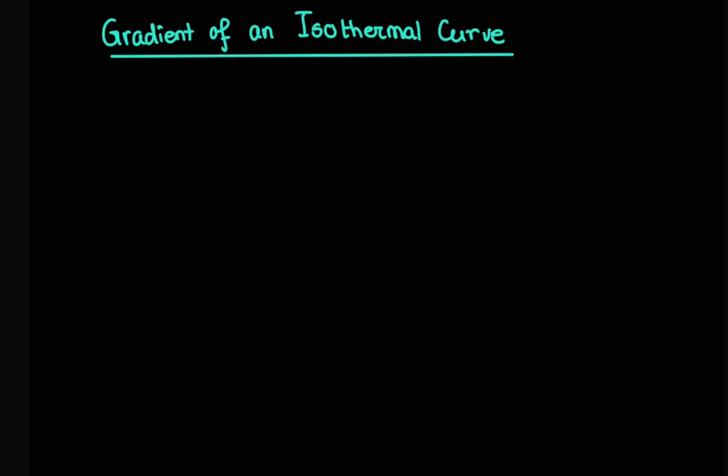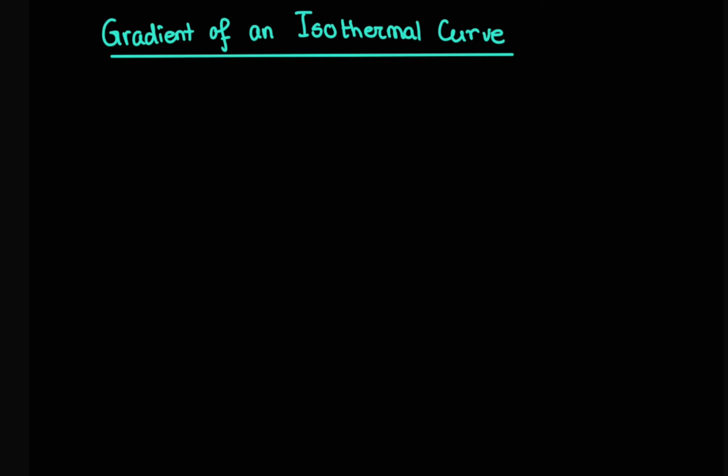The easiest way to prove that an adiabatic curve is steeper than an isothermal curve is to establish a relationship between their gradients, right? So we are here to prove that the gradient of an adiabatic curve is something multiplied by that of an isothermal curve. So first, let's deal with an isothermal curve.